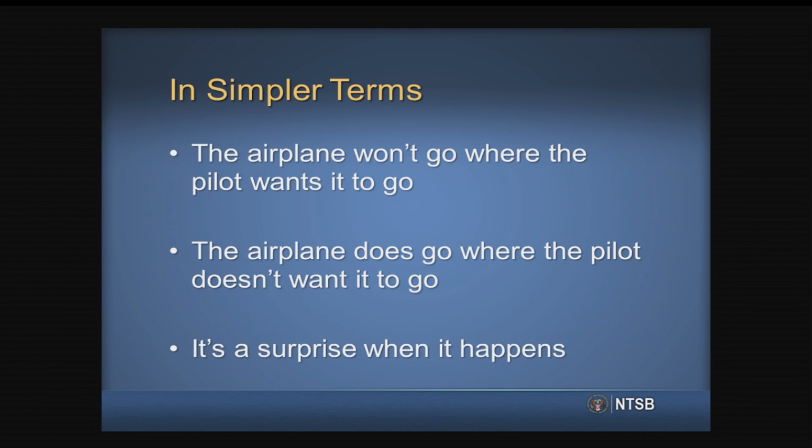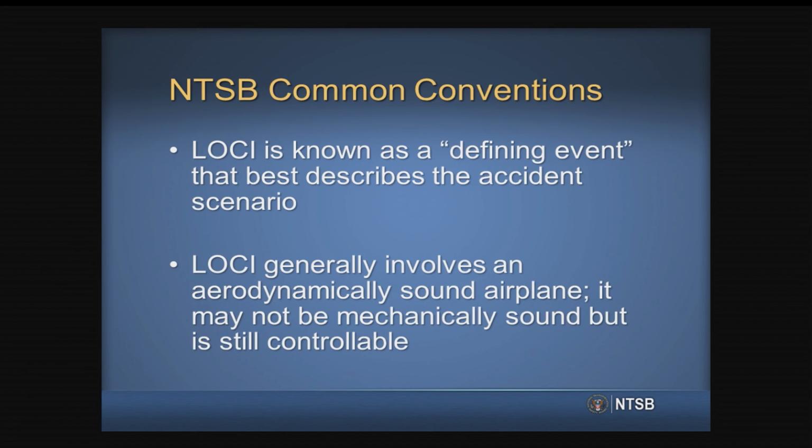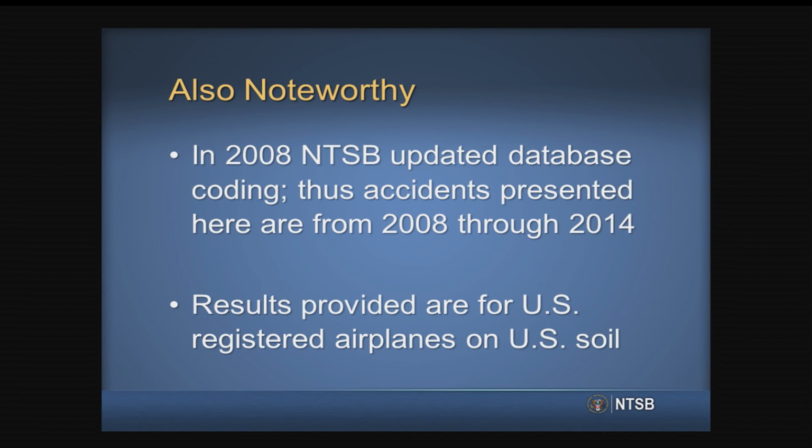A little simpler way to say that would be the airplane won't go where the pilot wants it to go, the airplane does go where the pilot doesn't want it to go, and it's a surprise when it happens. Among the NTSB common conventions that we use when we do data collection, loss of control in flight is known as a defining event that best describes the accident scenario. It generally involves an aerodynamically sound airplane. It might not be mechanically sound, but is still controllable.